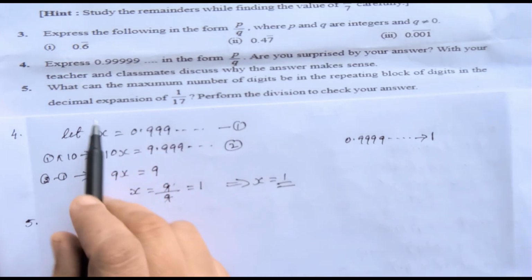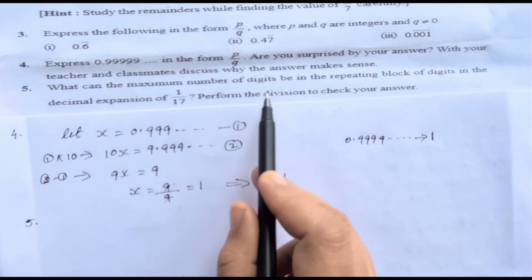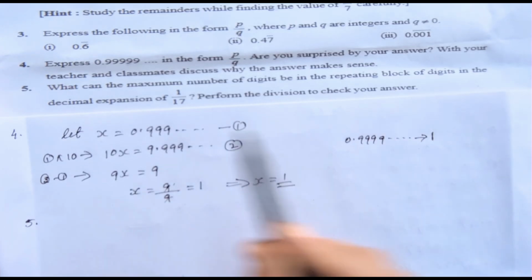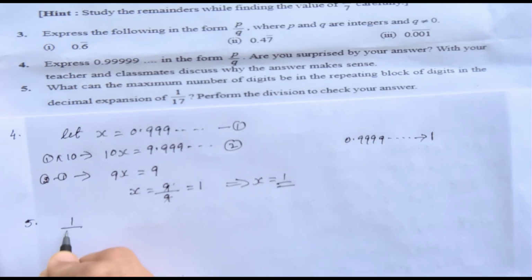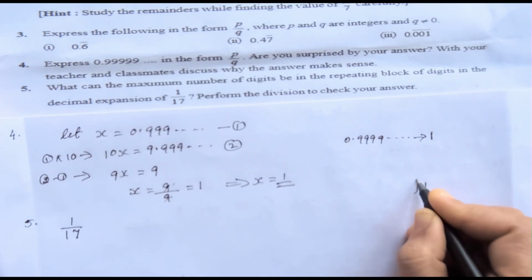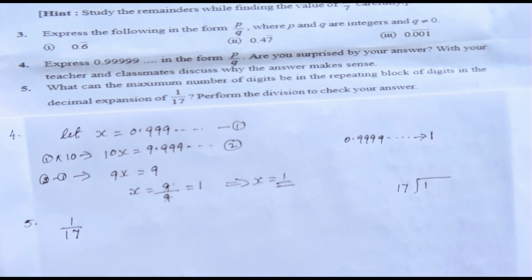Question number 5. What can be the maximum number of digits in the repeating block of digits in the decimal expansion of 1 by 17? You have to divide 1 by 17, so just do the division and get the quotient.